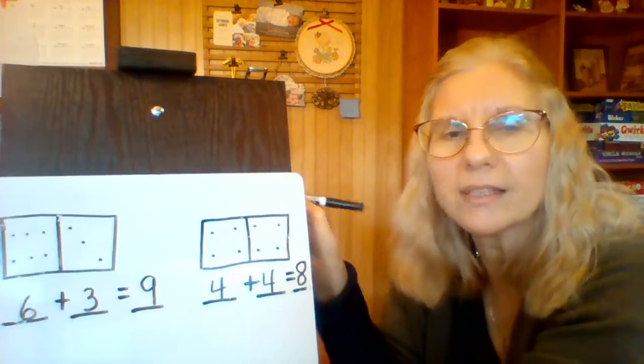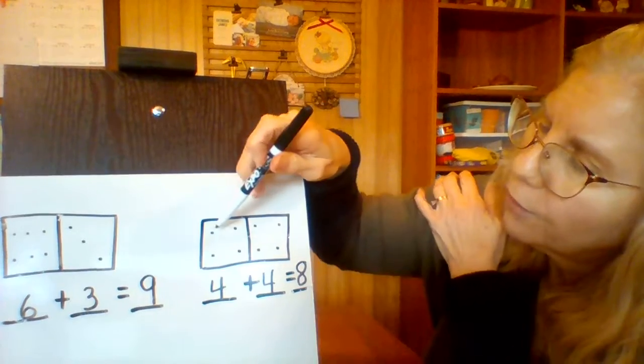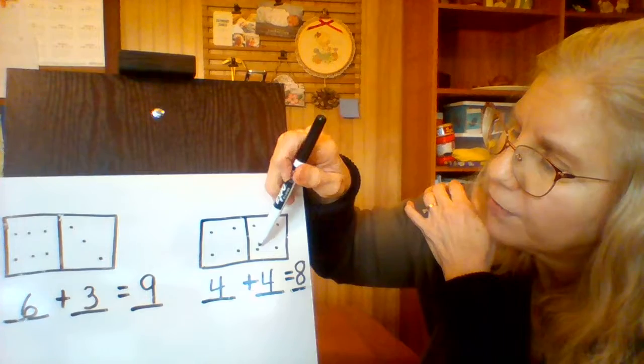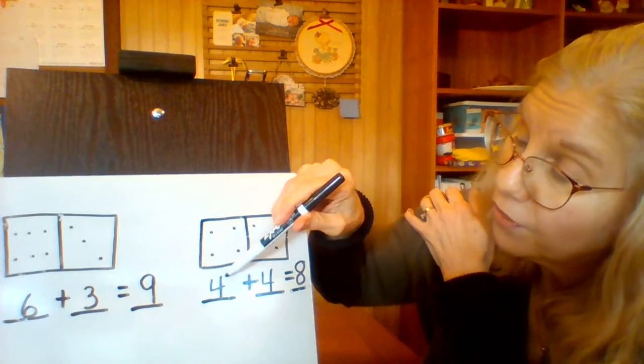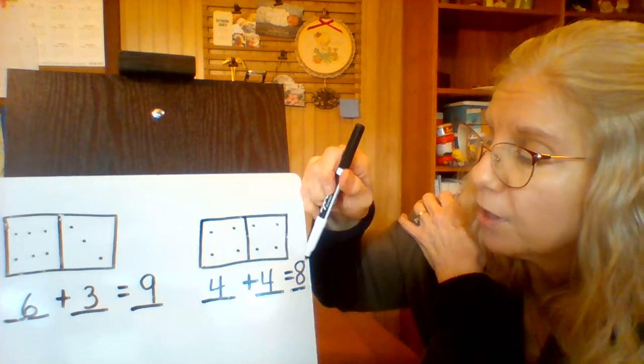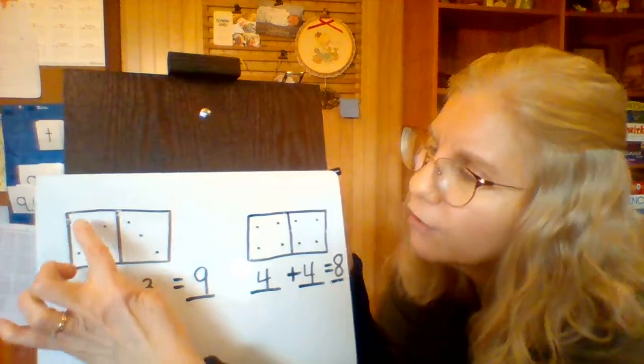Let's think about this. Are they even or odd numbers? Let's figure it out. So this one has a partner, this one has a partner, this one has a partner, that one has a partner. So 4 is an even number, 4 is another even number, and 8 is an even number. Those are all even. But let's check it out over here.